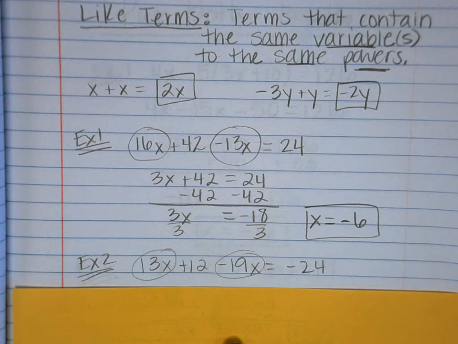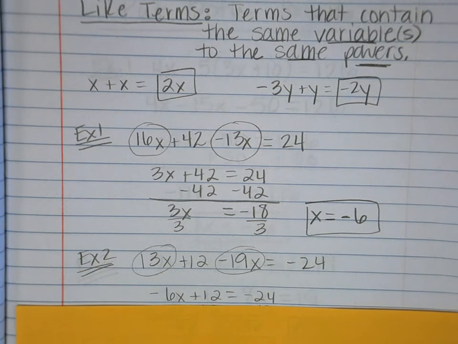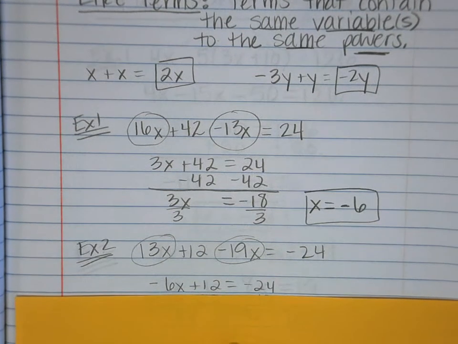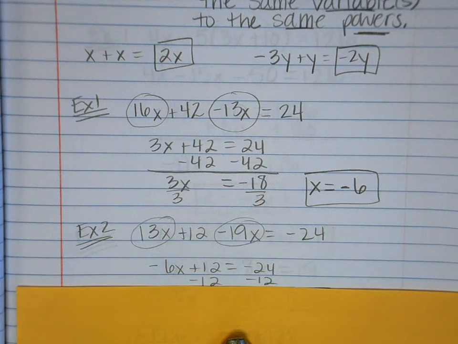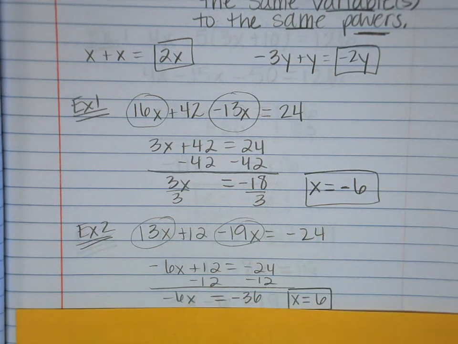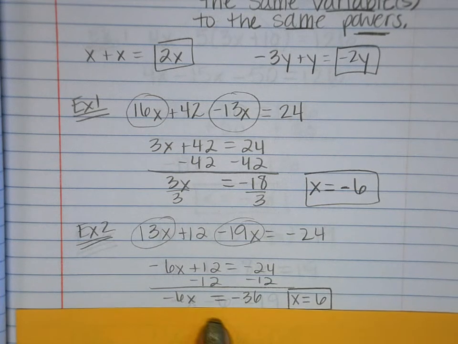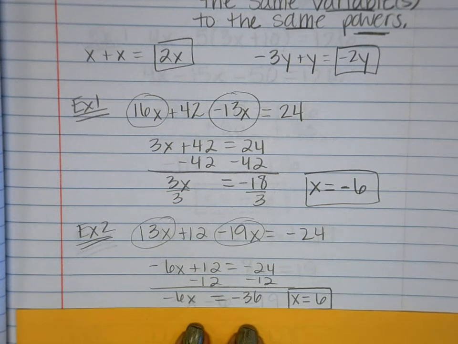So what's 13 minus 19? Negative 6, right? So negative 6x plus 12 equals negative 24. Then what do we do? Subtract 12. Good. But when we subtract two negatives, it's like adding them, keeping them negative, right? So we should get negative 36, negative 6x over here, divide, and get a positive 6 because those negatives will go away. Cancel each other out.